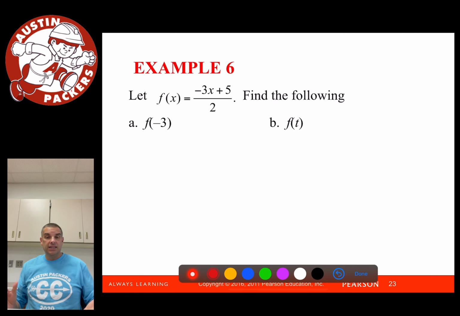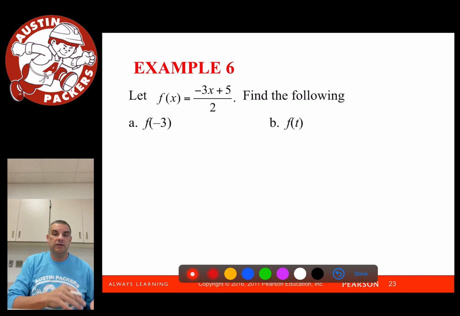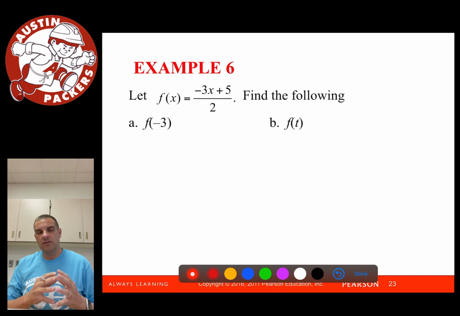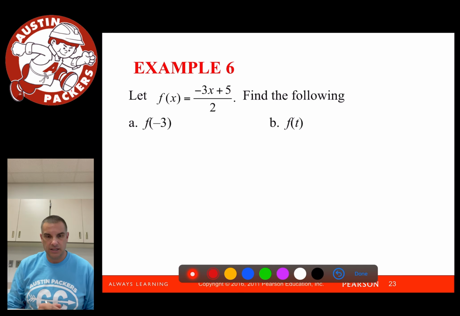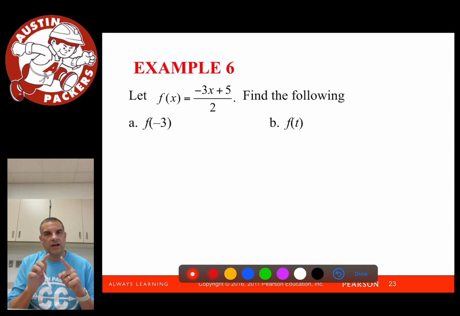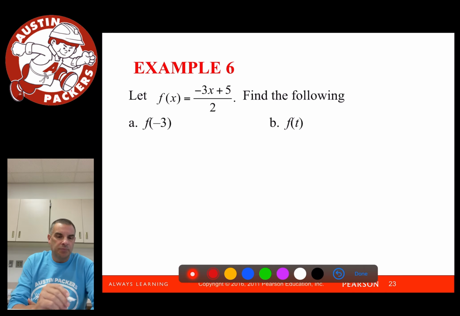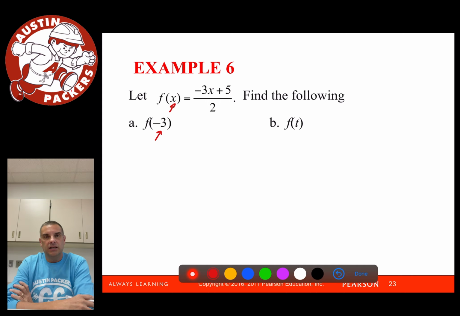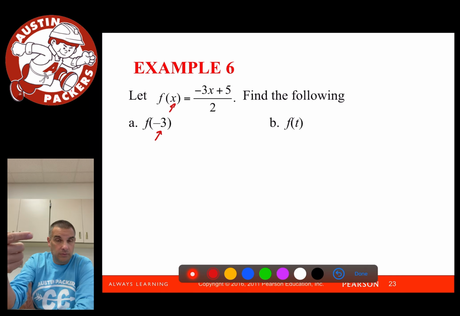So we can take these, and we can evaluate functions. Let's say that we have the function f of x is equal to (-3x plus 5) divided by 2, and we want to find the following. Essentially, we want to take that function f of x and evaluate it for whatever is in our input value. Our input value here is x, but now our input value is going to be -3.